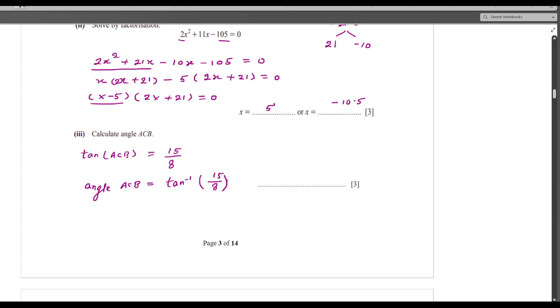Check your calculator, its mode should be in degree, and so shift mode and number 3 is for degree, then shift tan inverse 15 divided by 8. The result is 61.927. We should write answer in one decimal place. So this is 61.9. 61.9 degree is your answer.